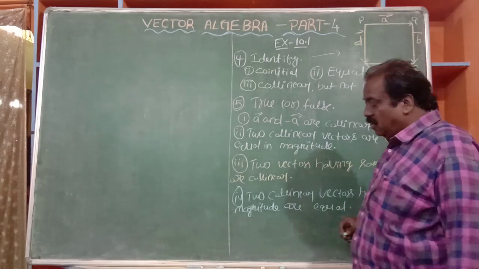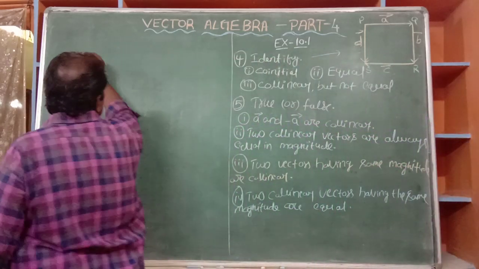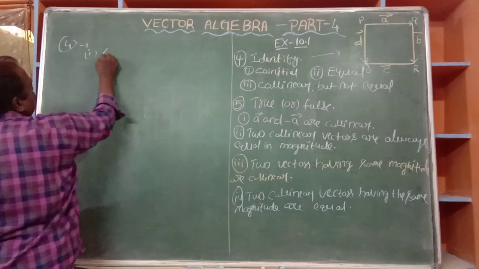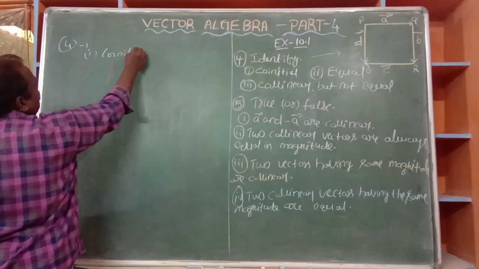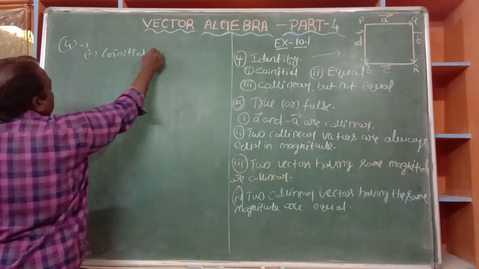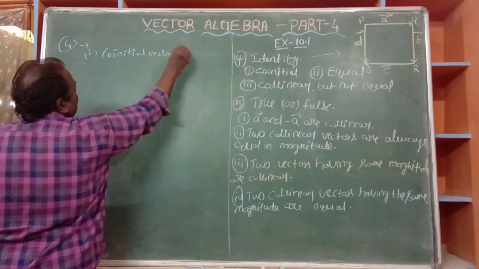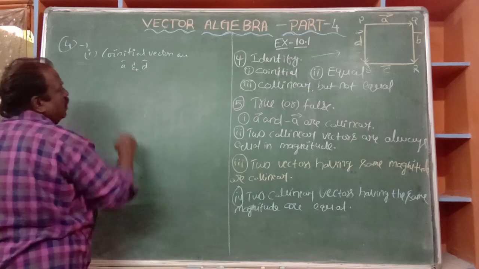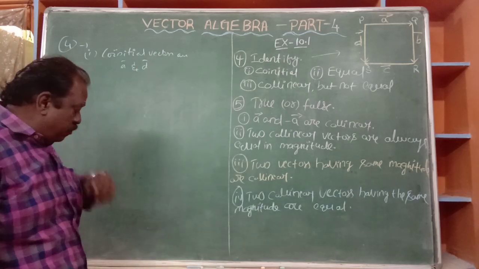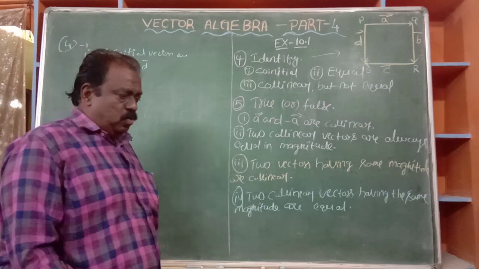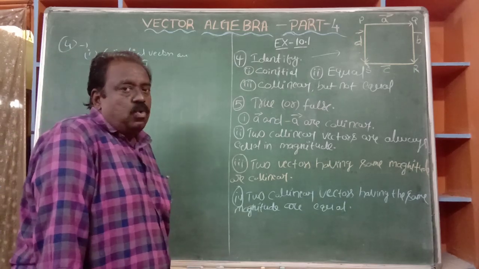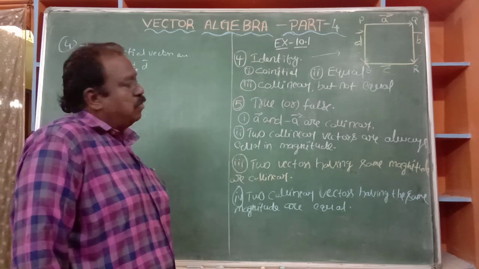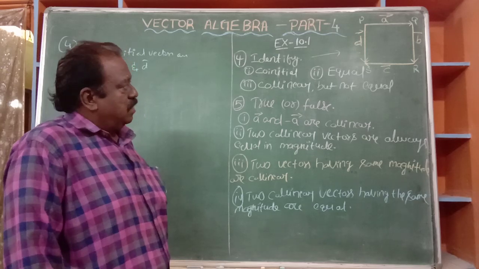Okay now? So we may write here, the fourth one, for the coinitial vectors: A bar and D bar. But here we are not given the vertices, so we just mention them. We assume the vertices.